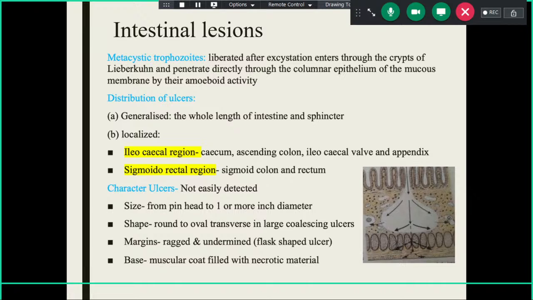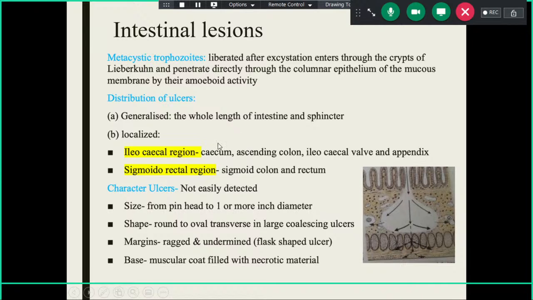Intestinal lesions. The trophozoite liberated after excystation enters through the crypts of Lieberkühn and penetrates directly into the columnar epithelium of the mucous membrane by amoeboid activity. As I told you, the ulcer produced by this amoeba is flask-shaped. They invade the epithelium and digest the underlying tissue to give a flask shape.